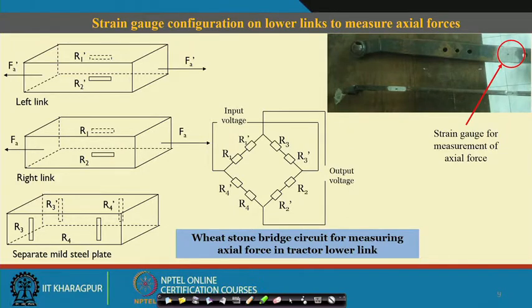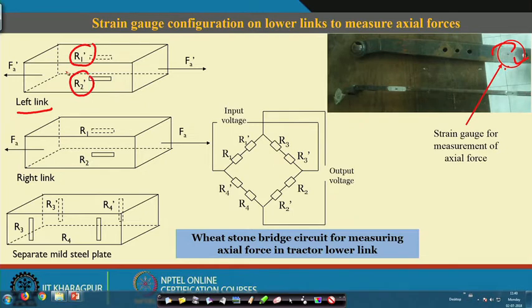Configurations of the strain gauges on lower links to measure axial force. Now, how are they measured? See the strain gauges for measurement of axial forces, and how they are connected over here. These are the locations on the left link, these are the forces, and these are the strain gauge positions R1, R2, and so on. Similarly, in the right link we have the same arrangement, and then a separate mild steel plate on which there are the dummy gauges.